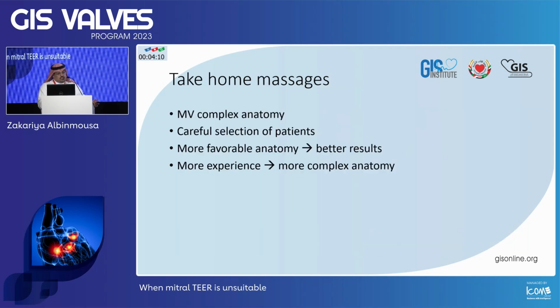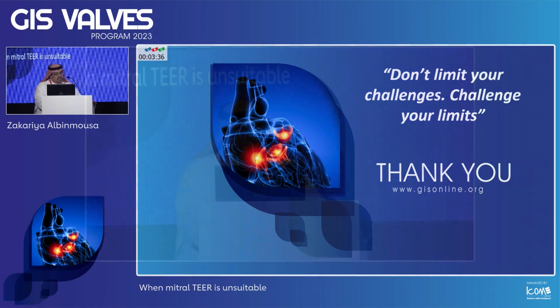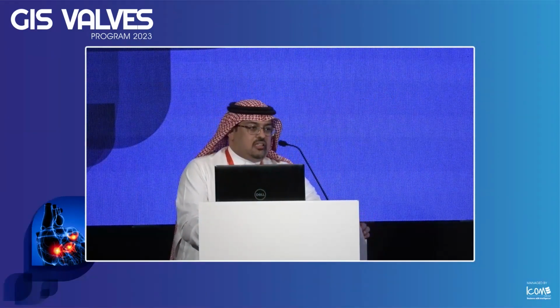So take-home message, mitral valve complex anatomy, you have to look for every detail in the anatomy of the mitral valve, the leaflet, the area, the annulus, the posterior mitral valve leaflet length, and also the calcification. Careful selection of the patient with more favorable anatomy, you have a better result, and more experience is needed to do more complex anatomy. These are challenges we are facing, but don't limit your challenges, challenge your limits.